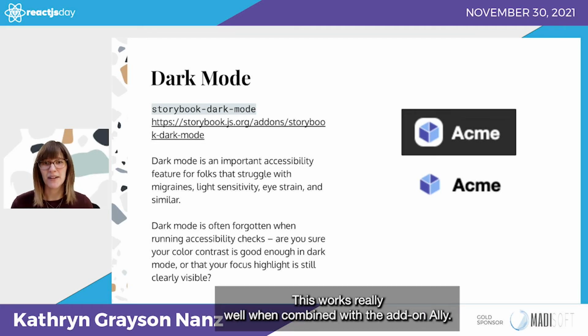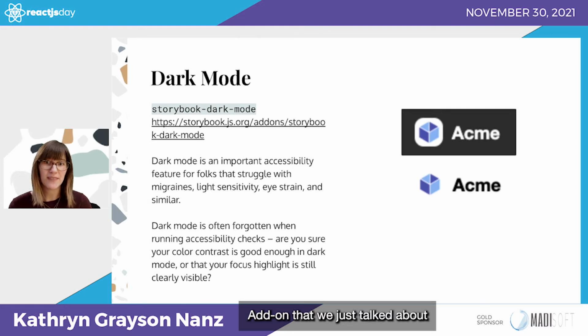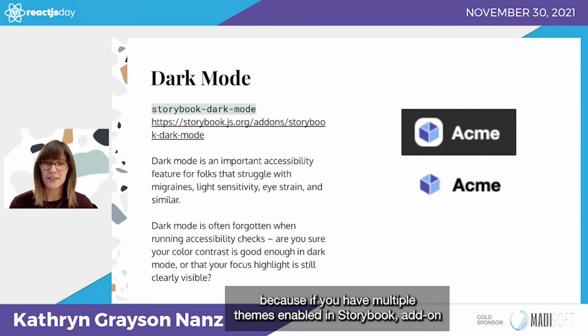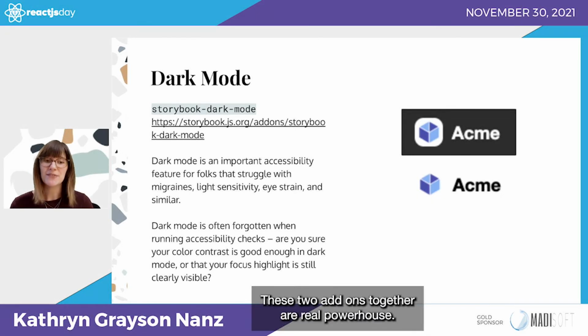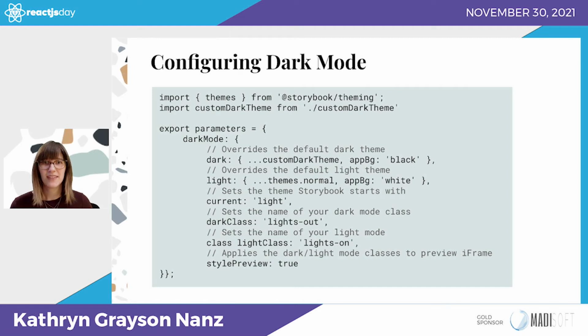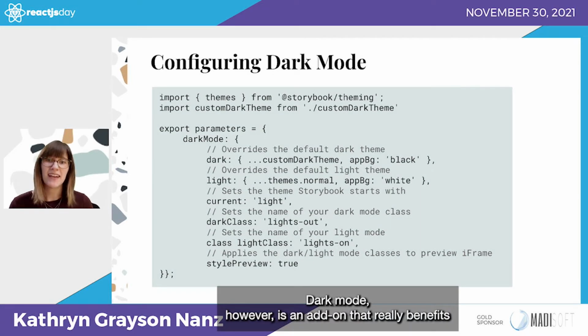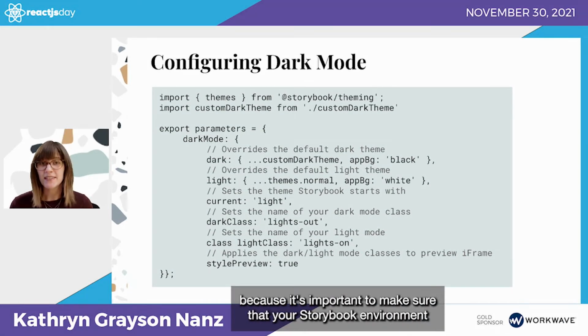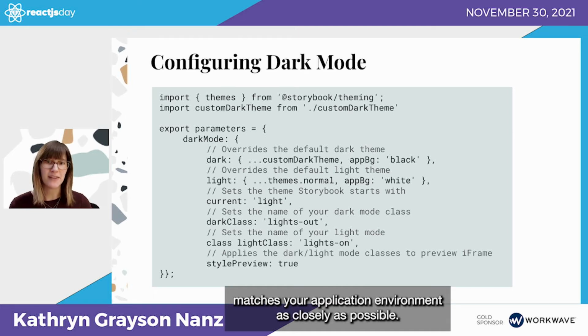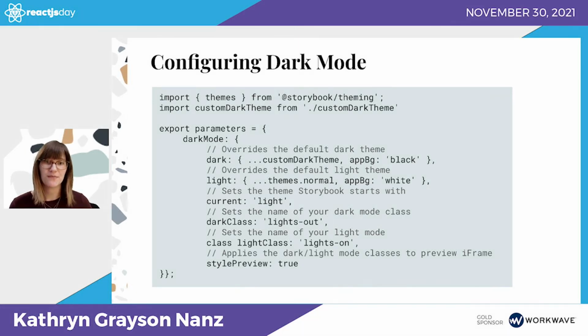This works really well when combined with the add-on ally add-on that we just talked about. Because if you have multiple themes enabled in Storybook, add-on ally can run those tests on your components under multiple conditions. These two add-ons together are a real powerhouse. Dark mode, however, is an add-on that really benefits from some advanced configuration, because it's important to make sure that your Storybook environment matches your application environment as closely as possible.